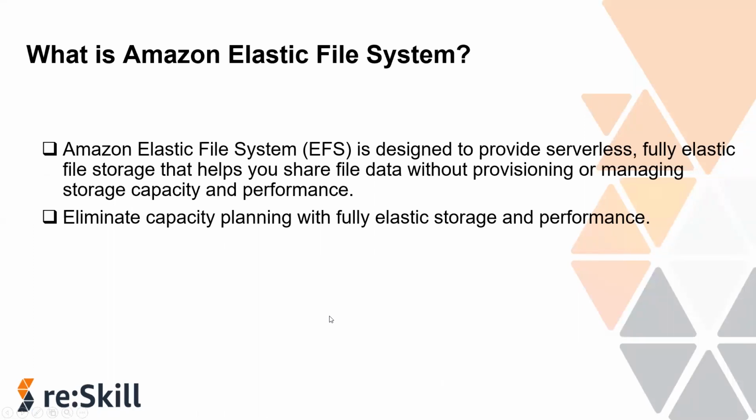Now let's see what is Amazon Elastic File System. Amazon Elastic File System provides a serverless, fully elastic file storage so that we can share file data without provisioning or managing storage capacity and performance. Amazon EFS is built to scale on demand to petabytes without disrupting applications, growing and shrinking automatically as you add and remove files. And also, Amazon EFS has a simple web service interface. We can create and configure file systems quickly and easily. The service manages all the file storage infrastructure for you, meaning that we can avoid the complexity of deploying, patching, and maintaining complex file system configuration.